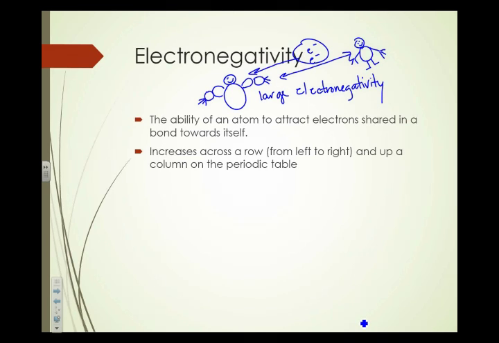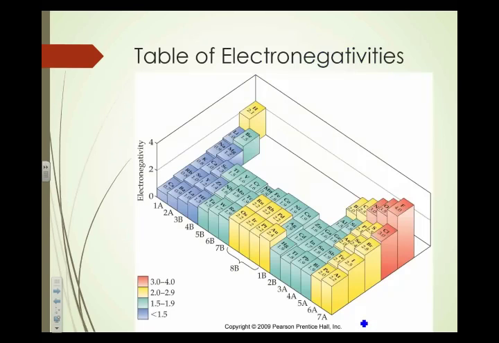The electronegativity increases across the row of the periodic table and up a column. So that means our most electronegative elements are found in the upper right of the periodic table, and our least electronegative are found in the lower left. As you can see from our table of electronegativities, here's fluorine, really, really high electronegativity. Here's cesium, really, really small electronegativity.